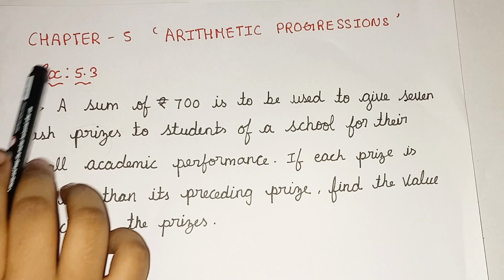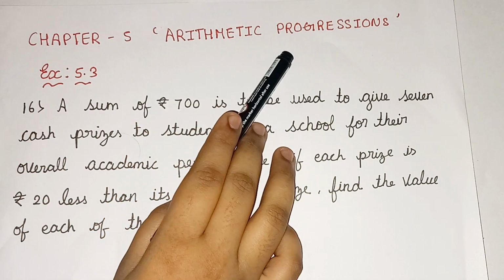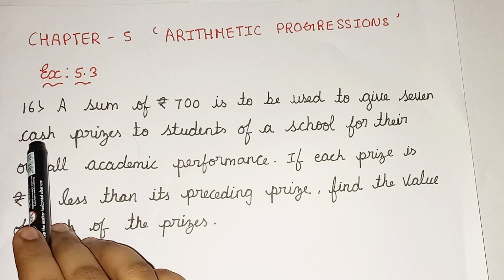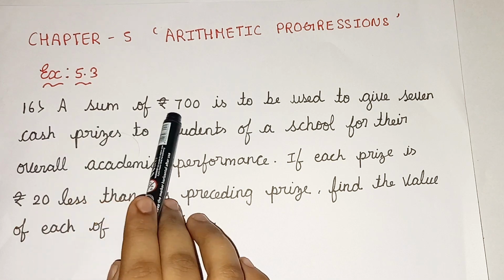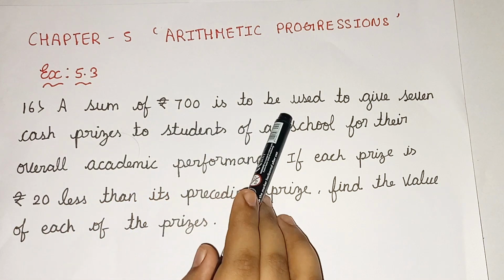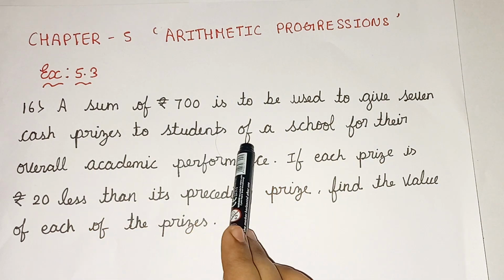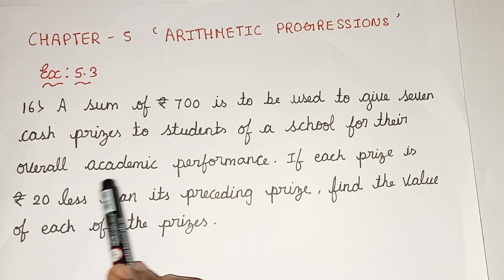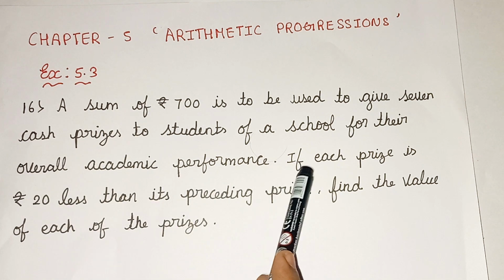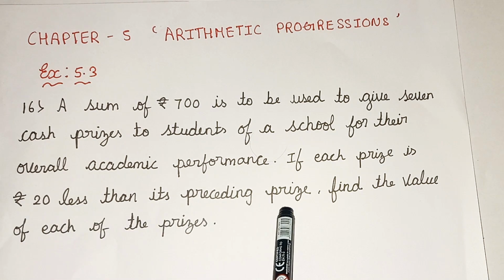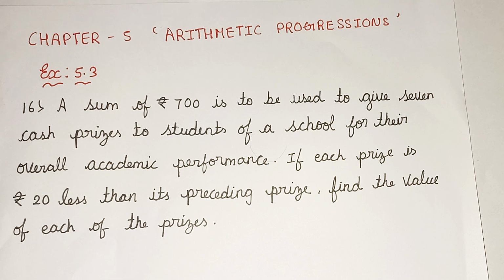Today we are going to be learning Chapter 5 Arithmetic Progressions, Exercise 5.3, 16th question. Alright, now let's read the question. A sum of rupees 700 is to be used to give 7 cash prizes to students of a school for their overall academic performance. If each prize is rupees 20 less than its preceding prize, find the value of each of the prizes. Okay, so this question, now let us understand it properly.